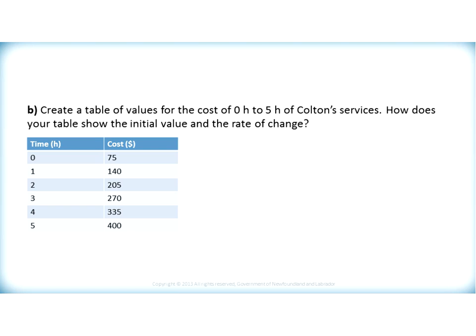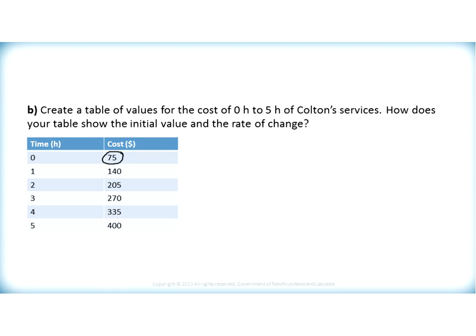If he works for 1 hour, he earns $140. If he works for 2 hours, he's going to earn $205, and so on and so forth. Every time the cost is going to increase by $65. So how does the table show the initial value? Well, the initial value is the cost for no hours worked. If he just shows up at the job and he hasn't worked a minute, he's still going to earn $75.